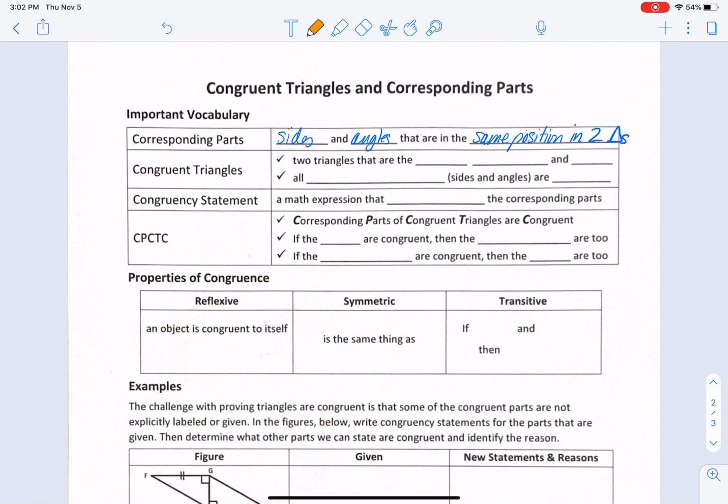Congruent triangles are two triangles that are the same size and shape, and all corresponding parts are congruent.